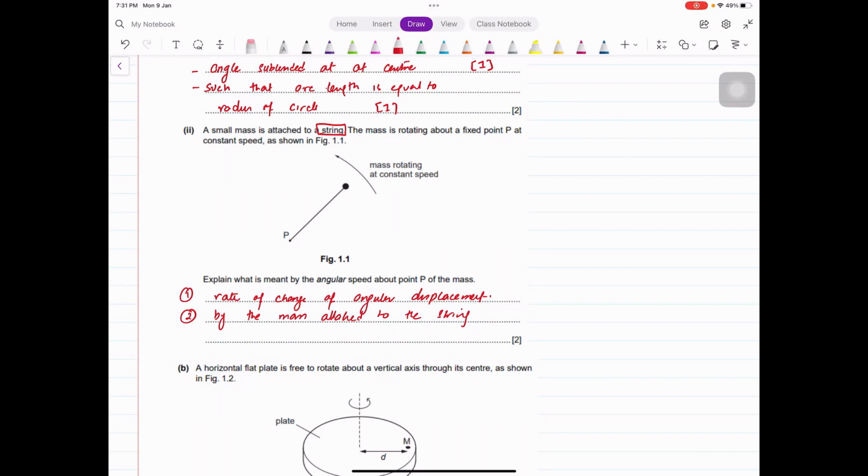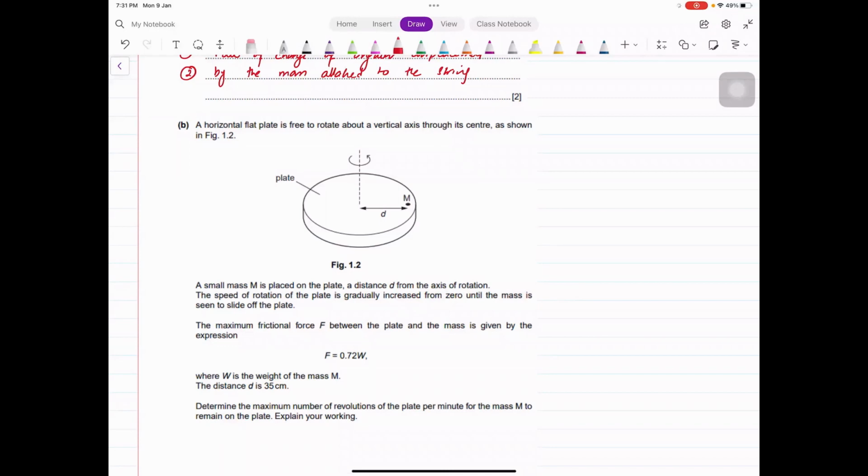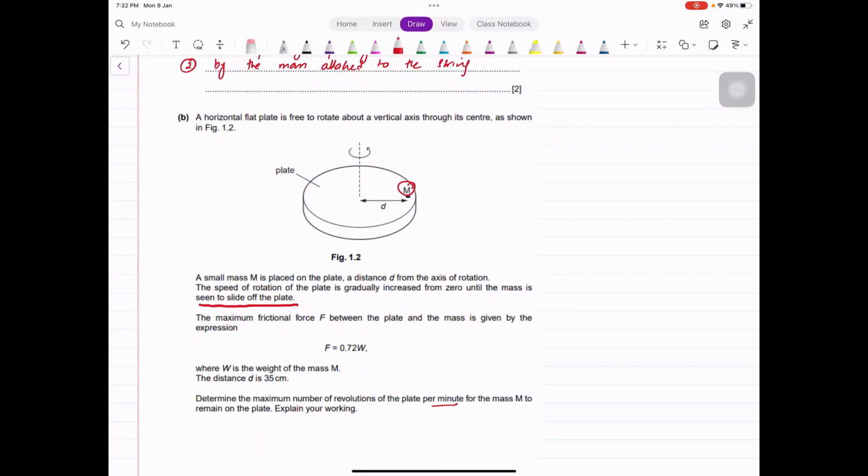All right. Then going to the next one, it says determine the maximum number of revolutions of the plate per minute for the mass to remain on the plate. Explain your work. Here it says there is a mass m at distance r, and the speed of rotation of the plate is gradually increased from zero until the mass is seen to slide off the plate. The maximum friction force between the plate and the mass is given by this. Now, what exactly is W? Distance is given, W is the weight. Okay, that's fine.